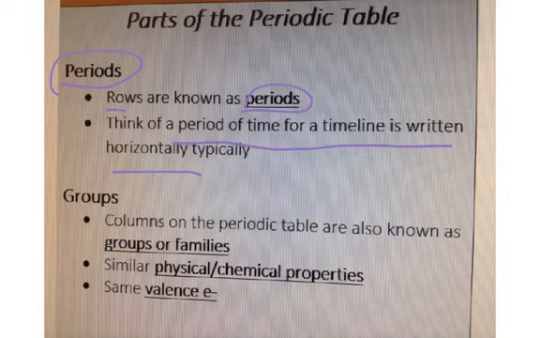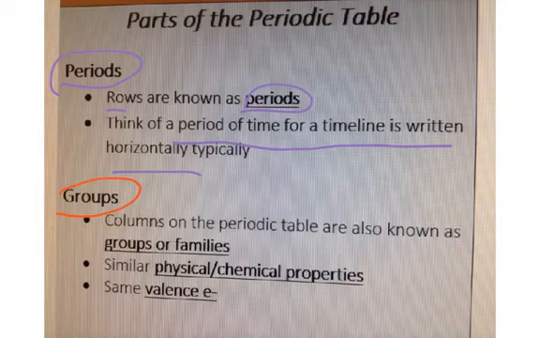The more important ones that we will be talking about are groups or families, and groups or families are the columns. What's so cool about groups or families, if you look at the words, is that a group or family has a similar characteristic. So, for example, if you're a part of the Environmental Action Club, you guys are a group. And why? Because you care about the environment. So you have some sort of similar characteristic.